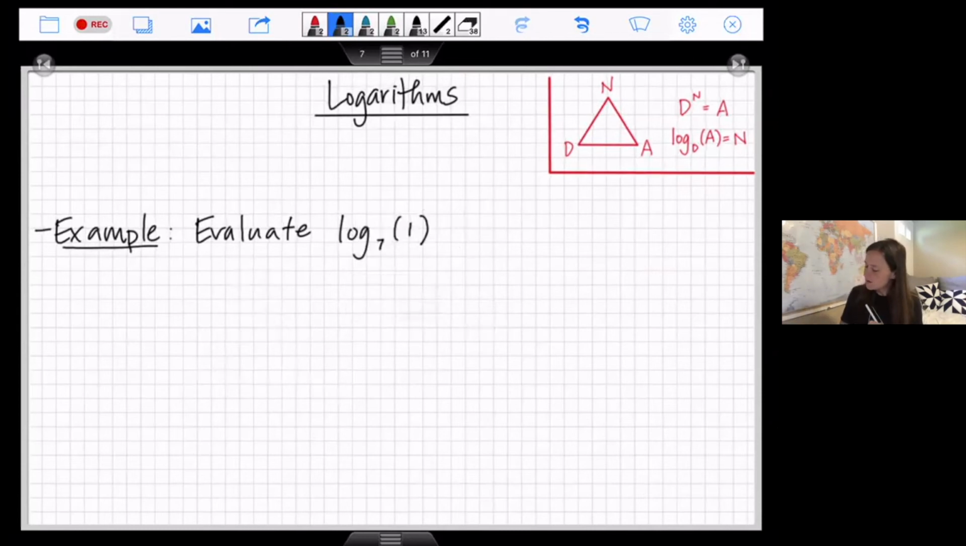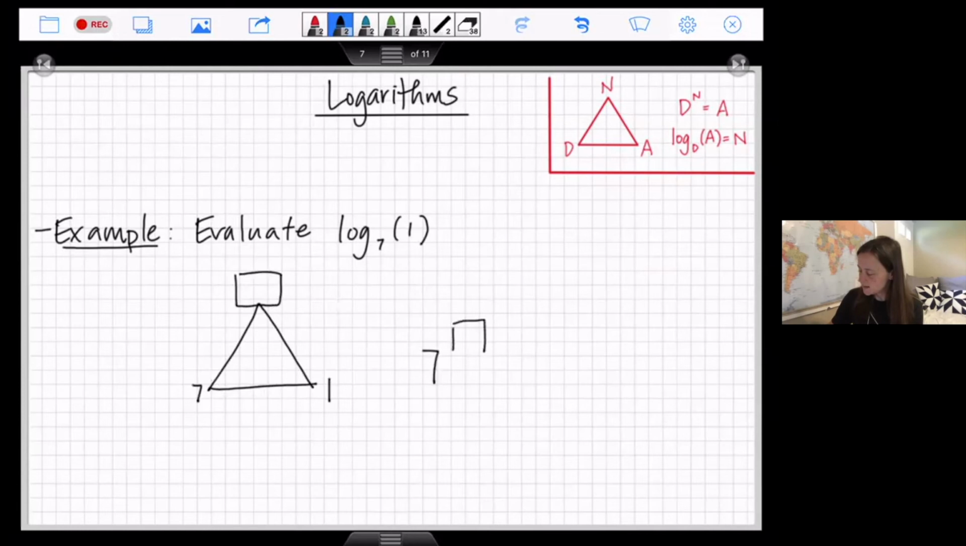All right, how about log base 7 of 1? Let's draw our triangle. So the base goes on the left, the argument goes on the right, and we're looking for what exponent we need. Okay, so again, if it helps you kind of put a blank there, we would say 7 to the what equals 1. And it actually doesn't matter that that's a 7. The exponent you need on anything to give you 1 would be 0. 7 to the 0 equals 1. So that's the value of this logarithm.